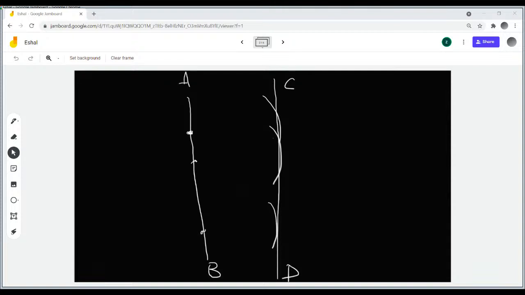ठीक है, v is equal to f lambda. ठीक है, wavelength gap size affects diffraction, that's it. Waves can undergo reflection at a plane surface. Waves undergo refraction due to change of speed. ठीक है ये चीज़ें.